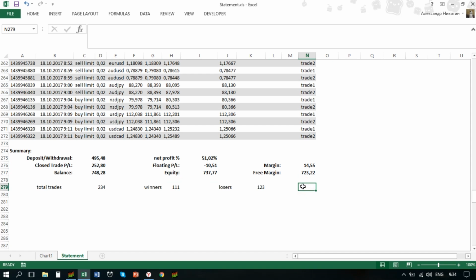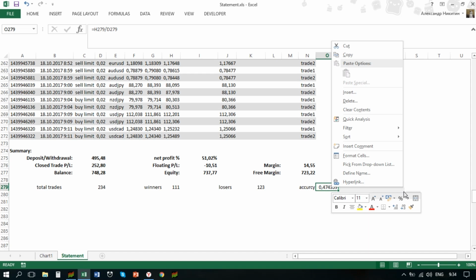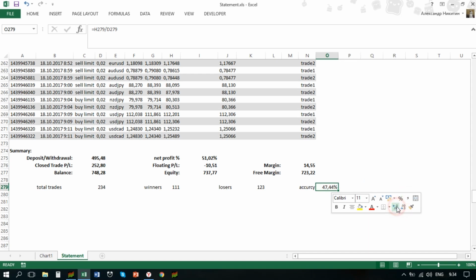Okay, the accuracy of the strategy equals winners divided by total amount, like this. It says that it is 47%. I know what the reason is. I'll fix that in a second.